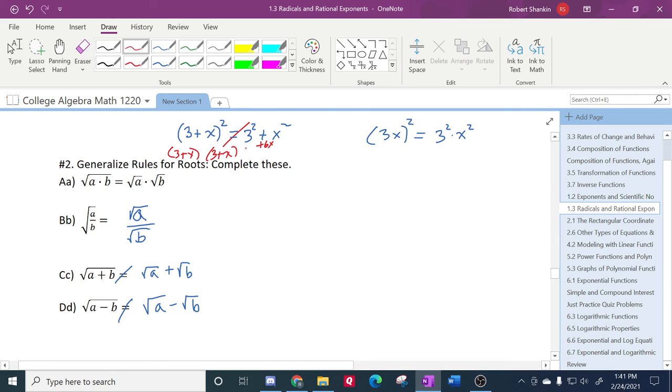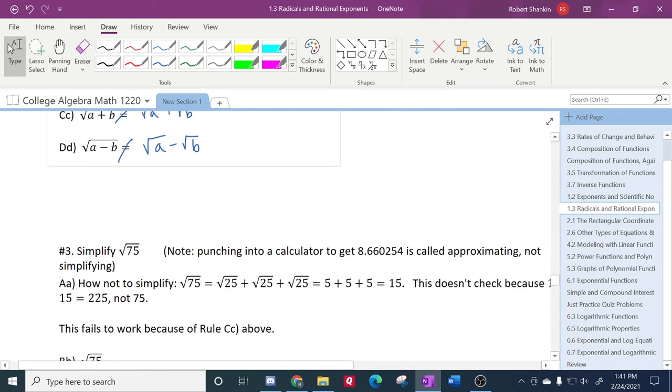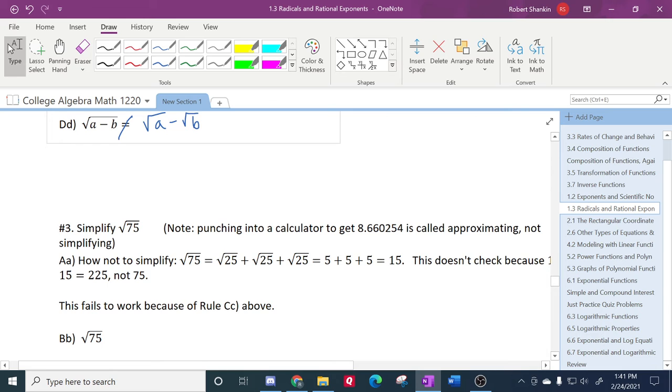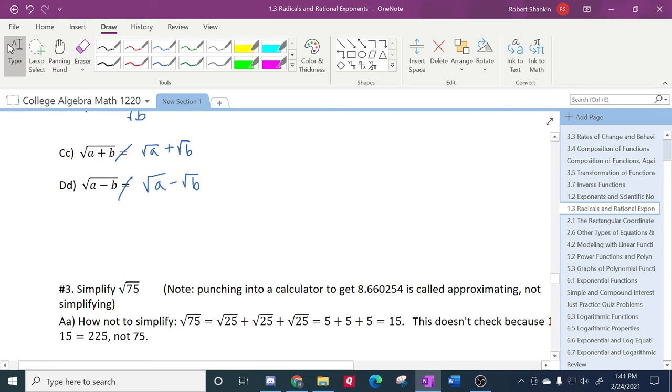You get wrong answers. All right, so the topic today, one of them is radicals, and having these rules down is essential. This is some of the most common mistakes, breaking them up into separate square roots when there's more than one term inside. All right, so let's look at simplifying square root of 75.